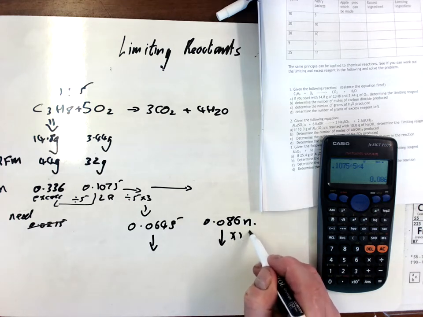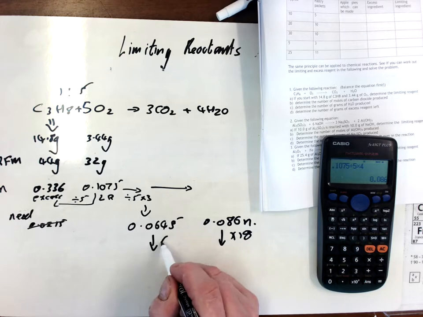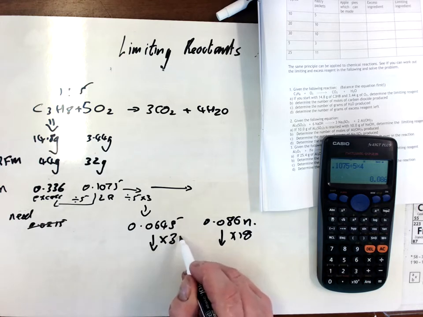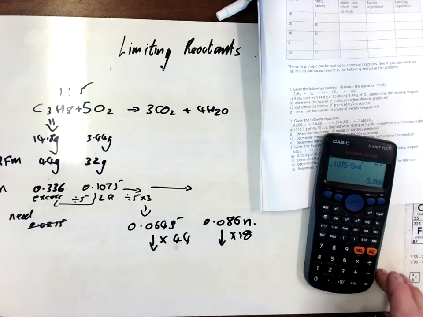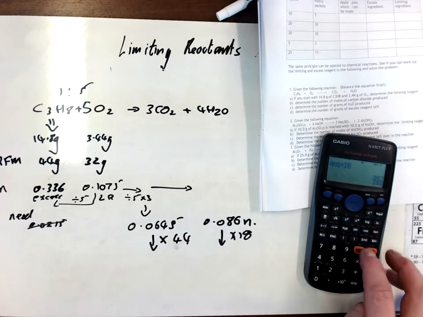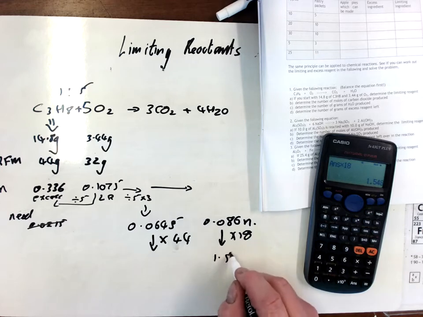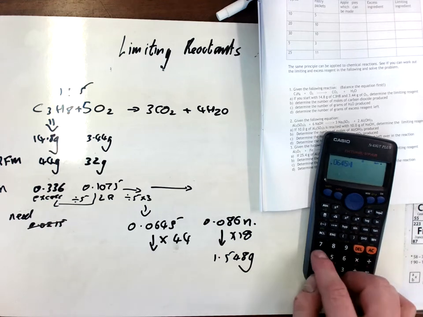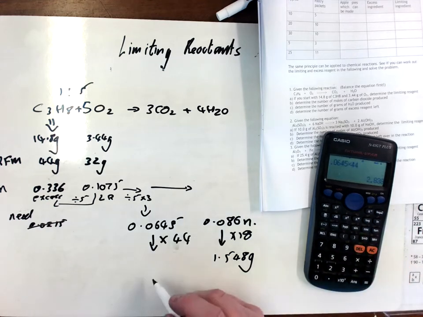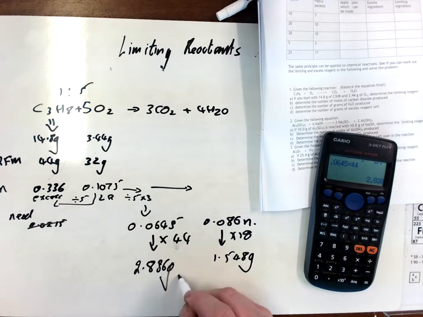So multiply these by the RFM: this one times by 18, and this one times by 44. Times by 18 means that I would make in this instance 1.548 grams of water, and the 0.0645 times 44 tells me that in terms of carbon dioxide, I would make 2.836 grams of carbon dioxide. Okay, so hopefully that clears that up.